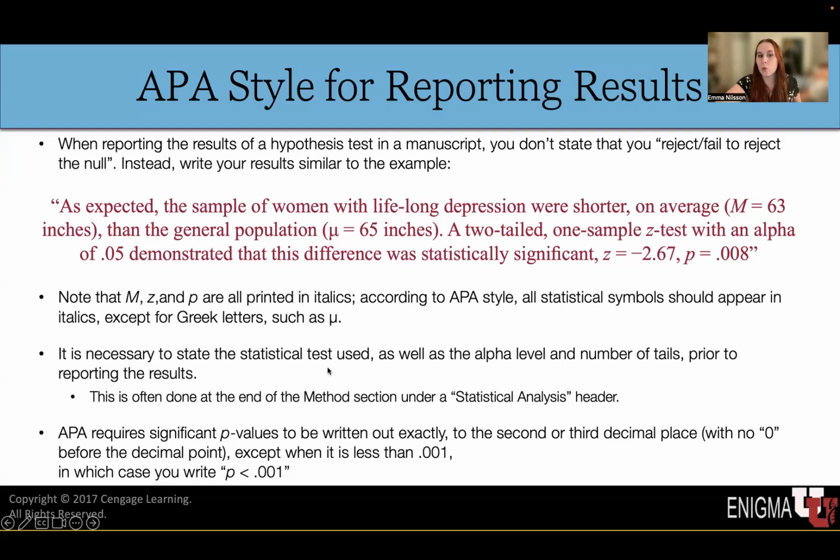It's necessary to state which statistical test you used, the alpha level, the number of tails, all of that prior to reporting your results. You usually do this in your methods section. Sometimes you'll have a specific section in your methods for statistical analysis. Usually you will, actually. And APA requires that significant p-values be written out exactly to the second or third decimal place with no zero before the decimal point. So just like this, .008, not just p is less than .05. But when it is less than .001, just write p is less than .001.